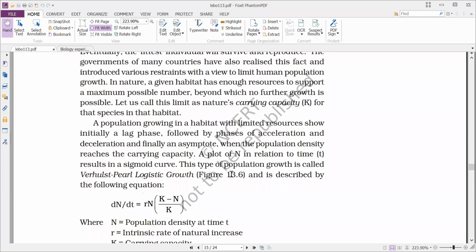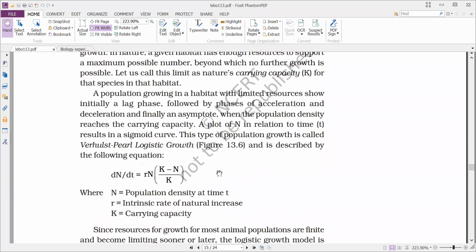A population growing in a habitat with limited resources shows initially a lag phase. That is logistic growth. Because the resources are more but the population is less, the population will grow faster. So initially it shows a lag phase, followed by the phases of acceleration, that is a rapid increase in the population, and deceleration, and finally an asymptote. That means it finally reaches a point from where there is no further increase in the population.